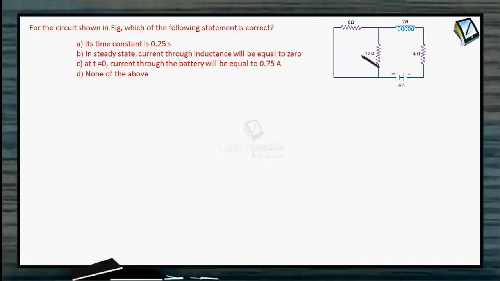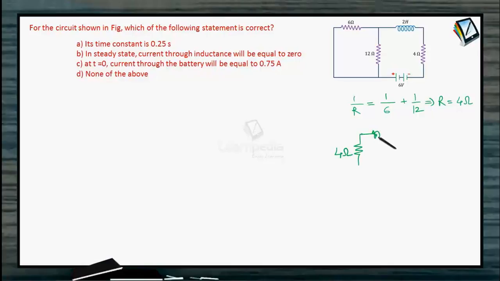So first of all, let us reduce the resistances in this circuit into a single component. For example, here the 6 and 12 ohm resistances are both connected in parallel. So for the parallel equivalent, we have 1 by R is equal to 1 by 6 plus 1 by 12, and on solving this, we get 4 ohm. So on replacing these two with the 4 ohm, the new circuit would look like this.